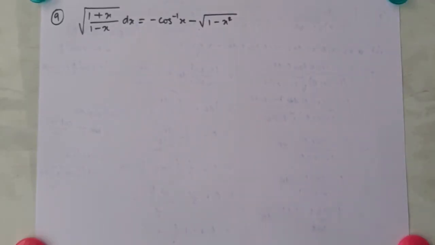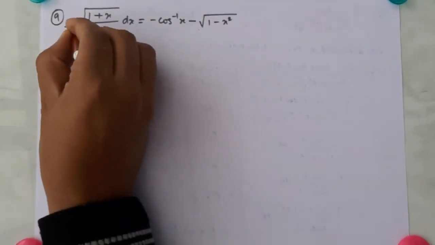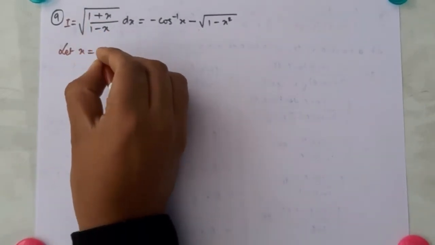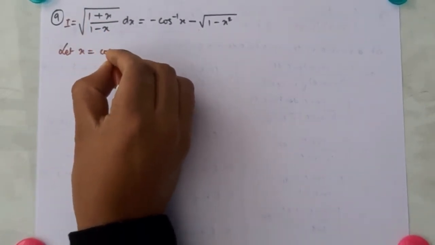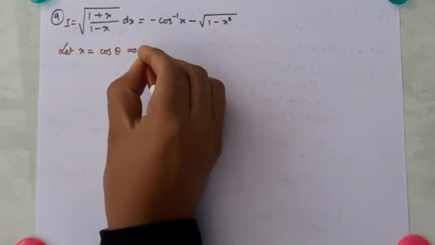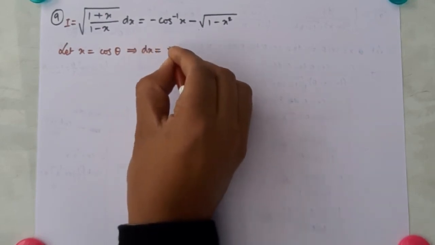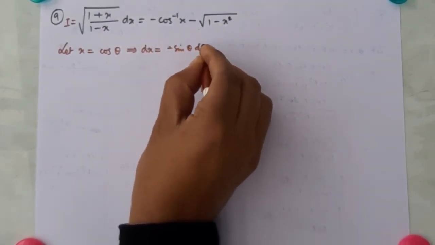Now if you remember, in such kind of question where you have a square root of a plus x divided by a minus x, the substitution that you are going to make here will be x equals a cos theta. So basically, if I call this I, I'll take x equals a cos theta. A is 1 here, so it will be 1 cos theta, which is nothing but cos theta. So from here, what is dx? Dx turns out to be minus sin theta d theta, isn't it?